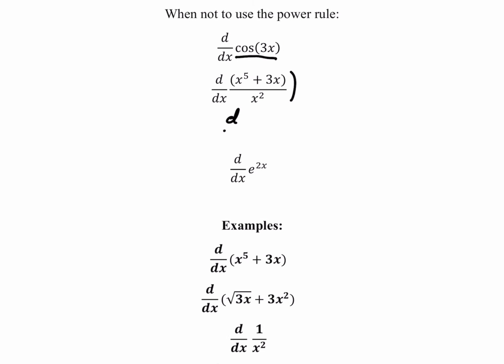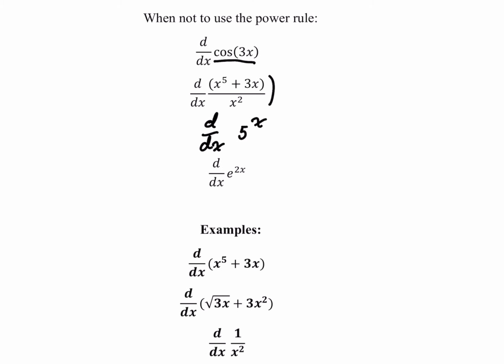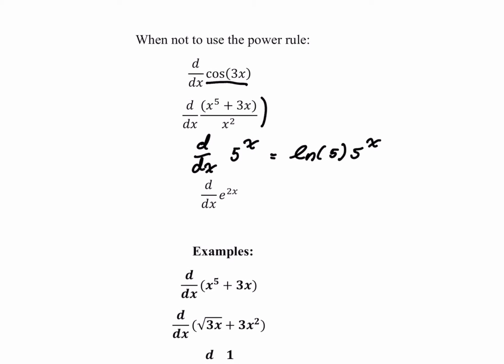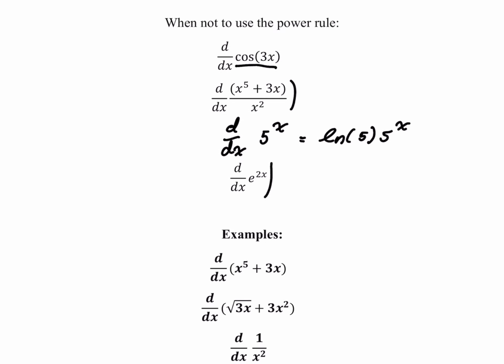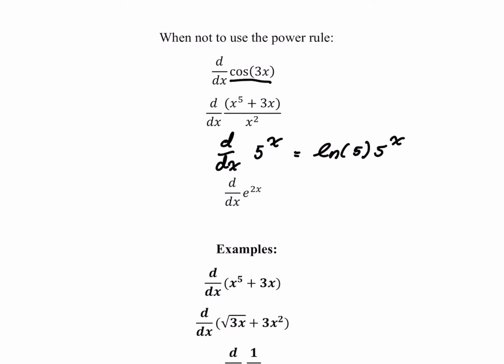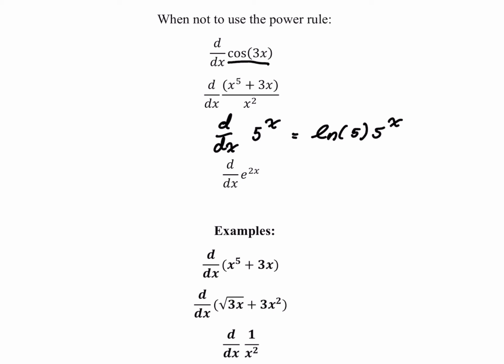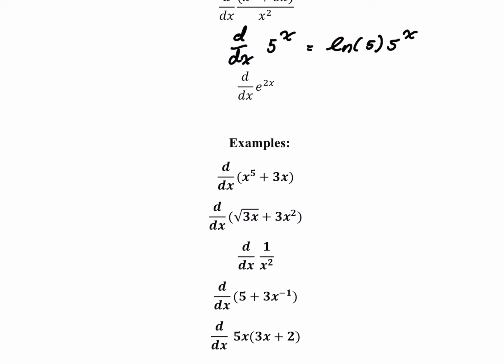The derivative of, say, 5 to the x is another example of this. This is ln of 5 times 5 to the x. I'll cover that in a separate video at a later time. And e to the 2x. You can see that none of these are really easily applicable with the power rule. Those are all other examples with different methods that can be covered later.